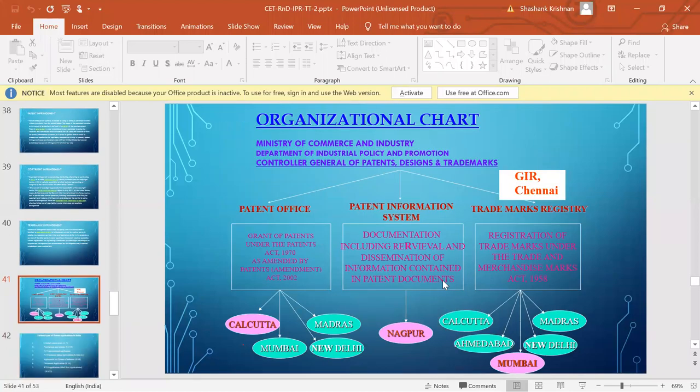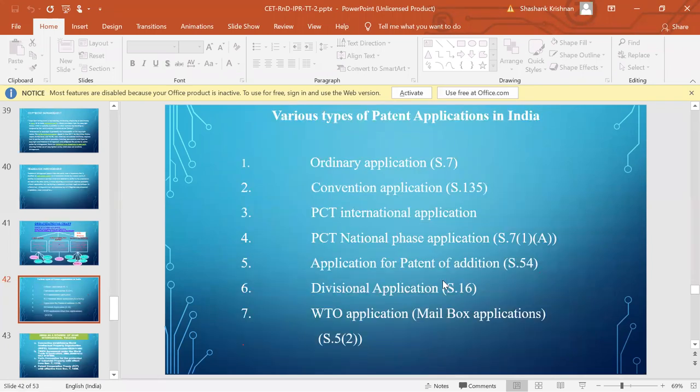And this is an organization chart that we have in India for doing patent. There's a patent office, which comes under the Ministry of Commerce and Industry in India. And there's one department under that ministry which is responsible for this. It is called DPIIT, or Department of Industrial Policy and Promotion. And the Controller General of Patents, Designs and Trademarks is the one who is controlling it. They've got different offices in different metropolitan cities in this country. And these are some of the different types of patent applications that are available in the country. Well, we'll go to that. It's a matter of details.